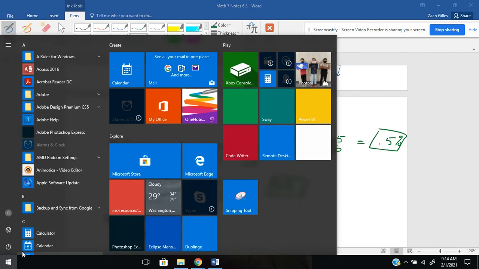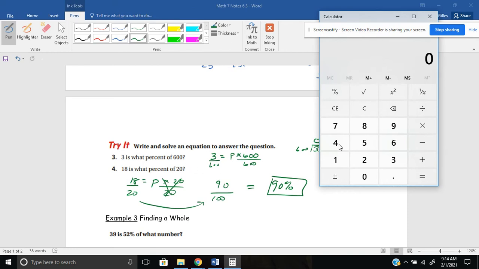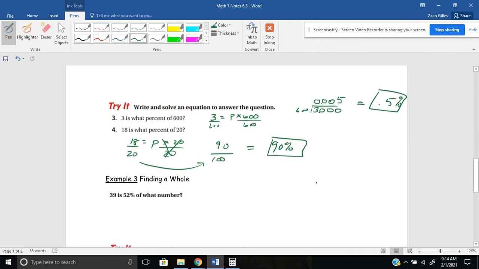So grab your handy dandy calculator. If you want to check the first one, 3 divided by 600. Move your decimal 2 to the right, 1, 2, so 0.5%. That's the same thing we get. So don't be afraid to double check.